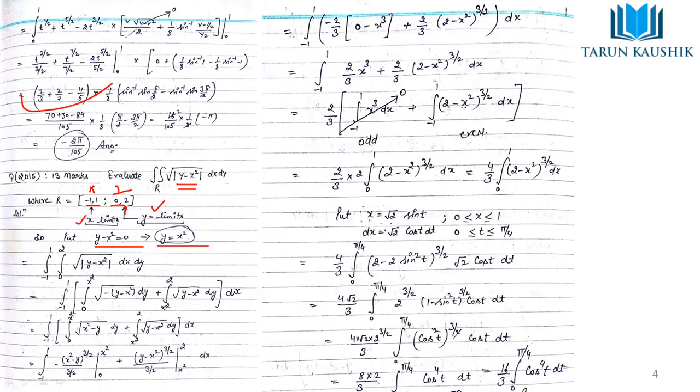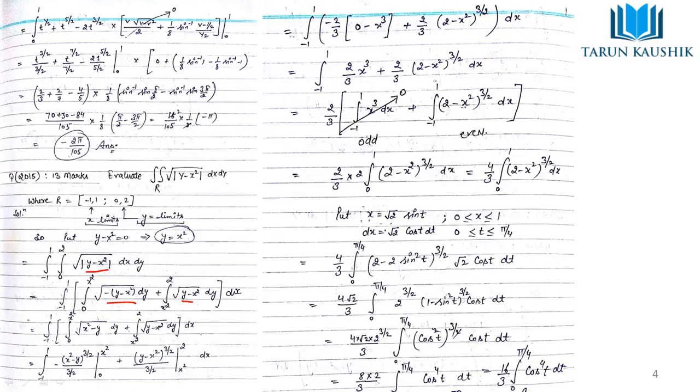So the integral is x from -1 to 1, y from 0 to 2, square root of the modulus of y minus x square, dx dy. There is a break of limits at y equals x square. So the limits will be from 0 to x square and x square to 2. The value inside the modulus will be negative from 0 to x square, and from x square to 2 it will be positive. That is as it is.